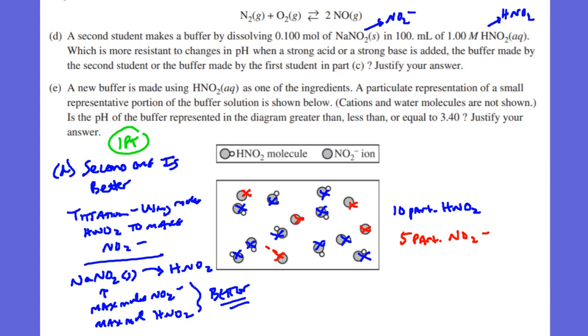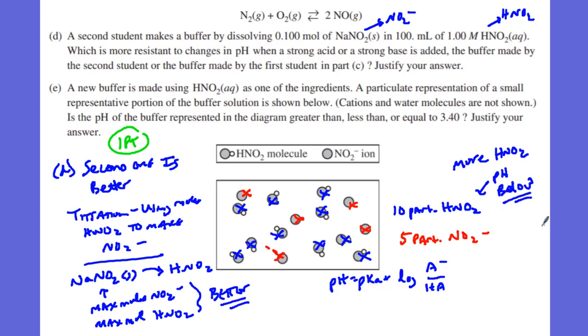Think about Henderson-Hasselbalch. The Henderson-Hasselbalch equation: pH equals pKa plus the log of your conjugate over your acid. Well, when these are equal, the pH is equal to pKa, but you can see how here I have more of my HNO2. I have more of my weak acid, which means the pH is going to be below 3.40, because I have more acid in there.